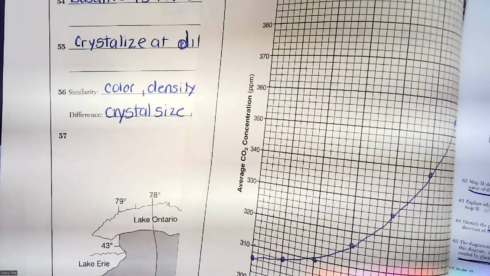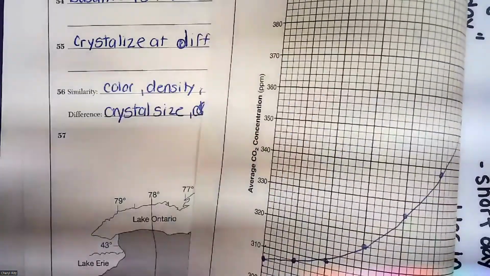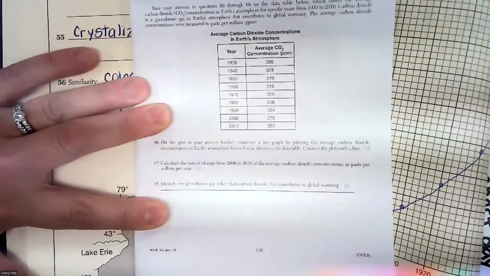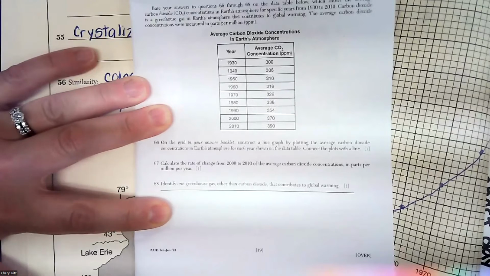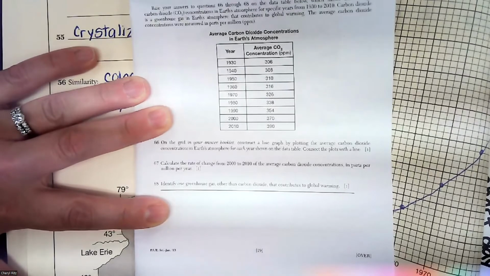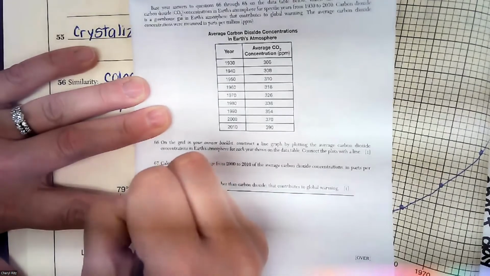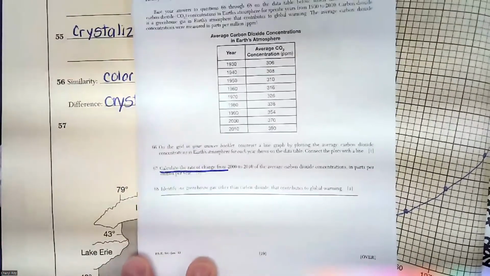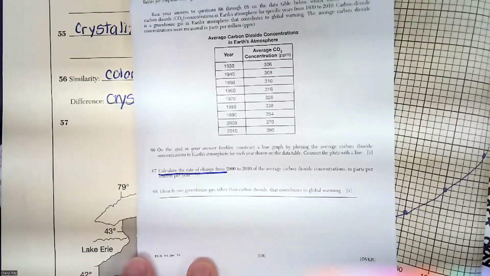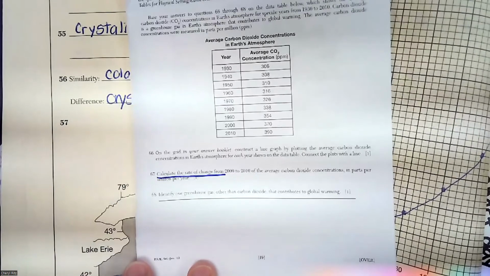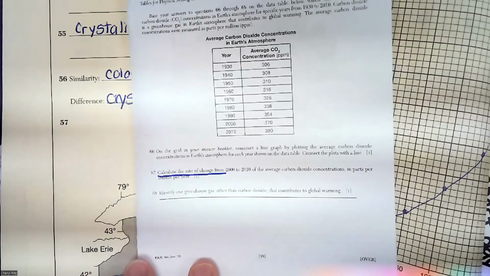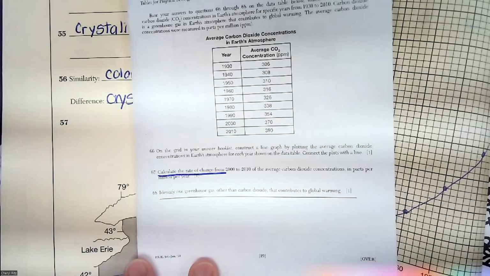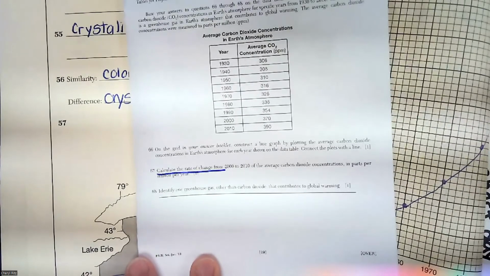Back to the question. Question 67, calculate the rate of change from 2000 to 2010 of the average carbon dioxide concentration in parts per million per year. Calculate the rate of change. We did this for about 5 minutes back in October. So you probably don't remember off the top of your head. But anytime you hear the word calculate, what do you know to do? And that's math, right? Calculate means do math.